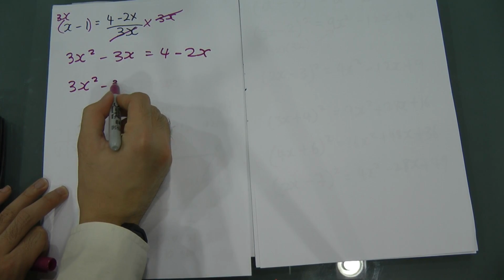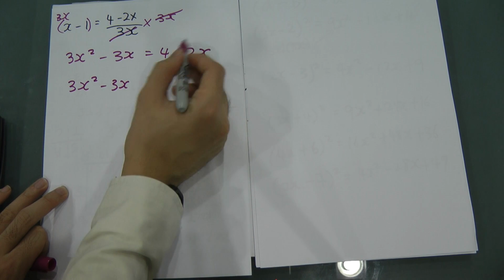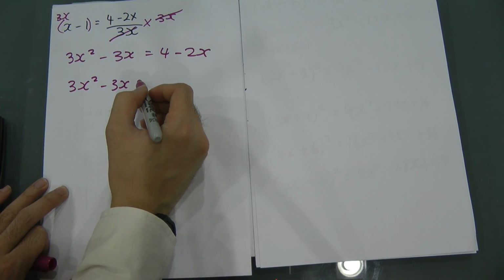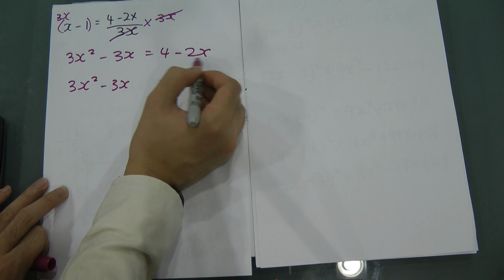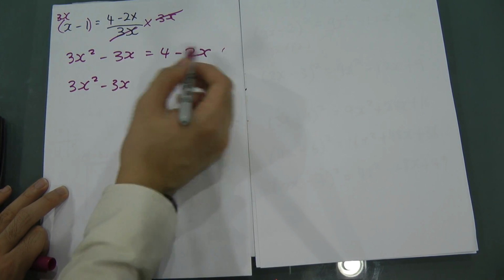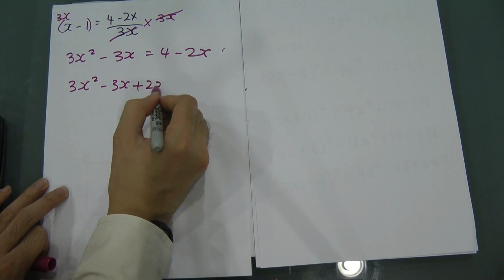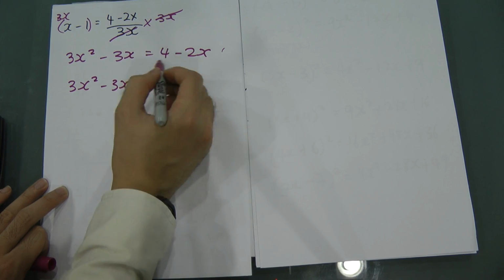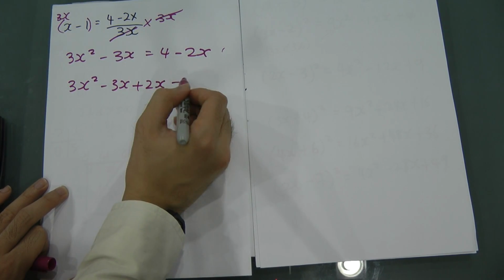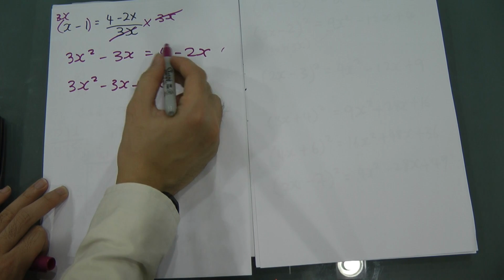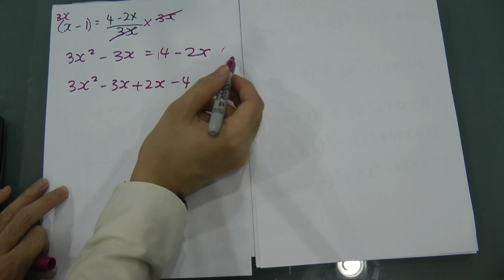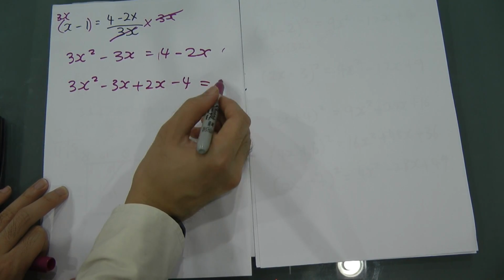Okay, minus 3x. This one, minus 3x, move here, become positive 2x. Because what? You want to delete this one, you have to plus 2x. So you plus 2x here, you plus 2x here. Okay, 4 here, become negative 4. Because you want to settle the 4 here, you have to minus 4. So you minus 4 here, you got minus 4, equal to 0.